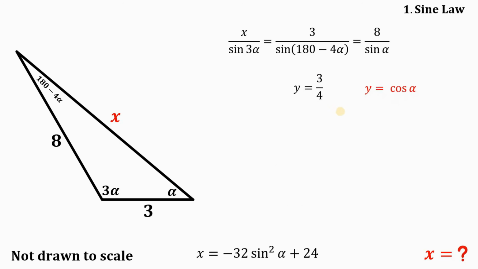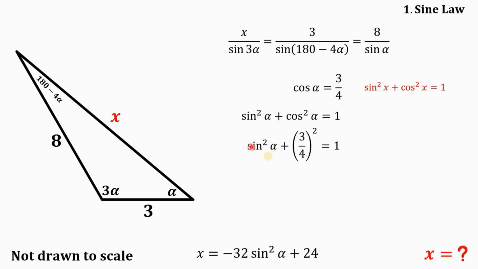Now, we know that y equals 3 over 4, and this y is also equal to cosine alpha. In short, we can say that cosine alpha equals 3 over 4. Now, we can find the value of sine squared alpha using the Pythagorean identity. So, sine squared x plus cosine squared x equals 1. Now, replacing cosine alpha with 3 over 4, we have sine squared alpha plus 3 over 4 raised to the power of 2 equals 1.